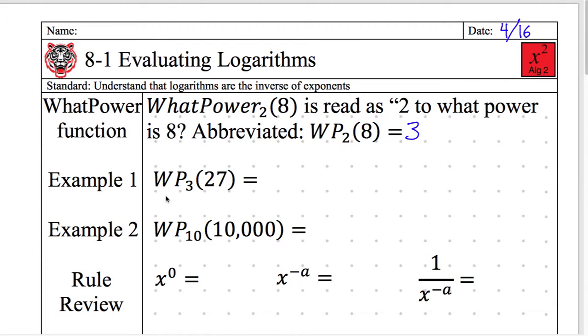All right, so who can read this problem and answer that problem? I'm looking at example 1. How do I read that? Because that's part of the lesson. How do I read that and what is the answer?